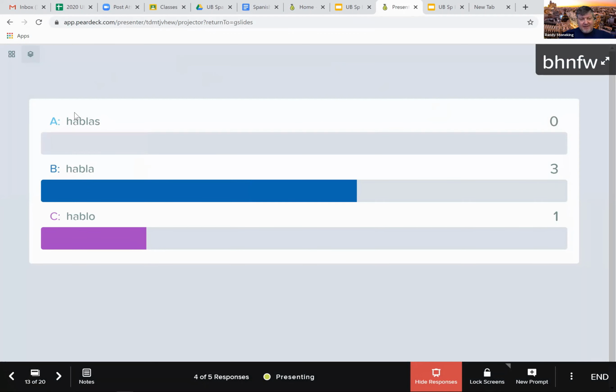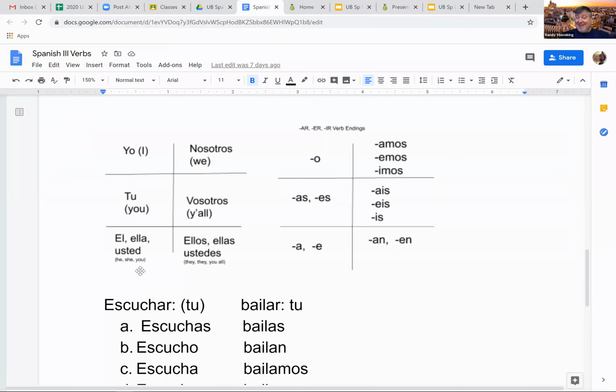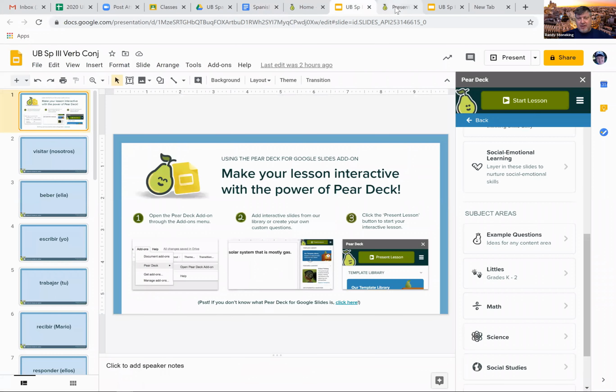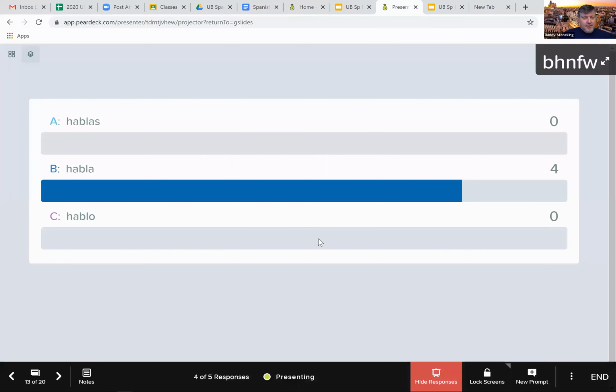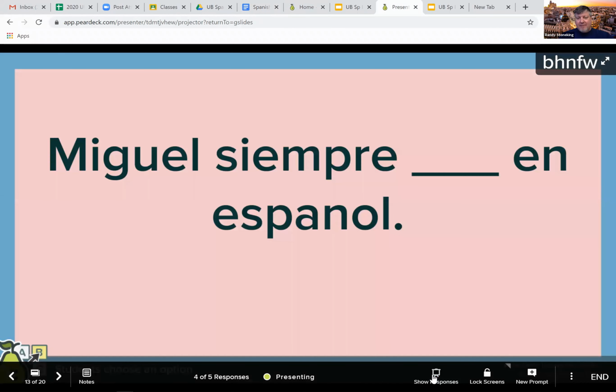So, Miguel siempre, is it hablas, habla, or hablo? So where does Miguel fit on our chart? Miguel is a he, one guy. So we're going to use that bottom left ending. Now we have to decide whether it's an A or an E. Is it an AR verb or is it an ERIR verb? It is an AR verb. So Miguel habla. There we go. Miguel siempre habla en español.